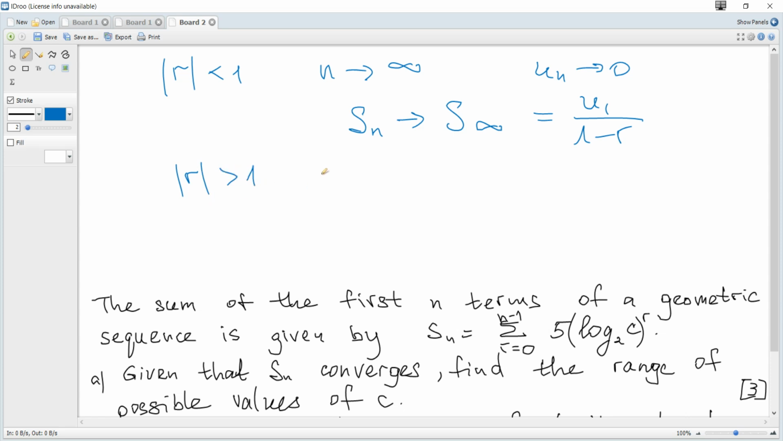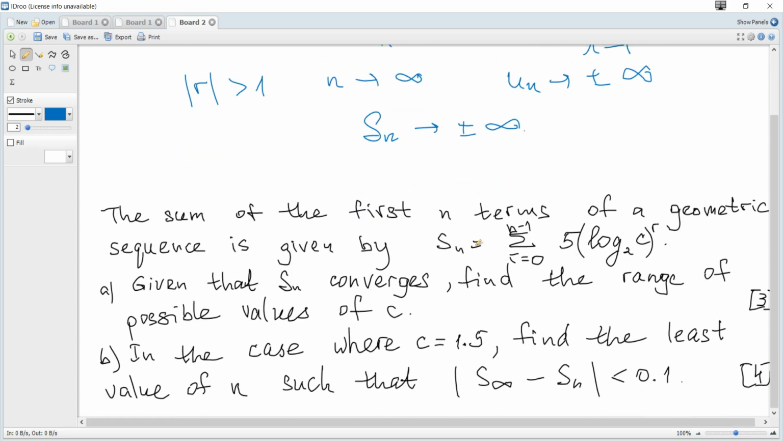When the absolute value of the common ratio is greater than 1, as n increases, un tends to plus or minus infinity, so the limit doesn't exist, and we say that the sequence diverges, and the sum also does not have a limit, so it also diverges. It just tends to plus or minus infinity.